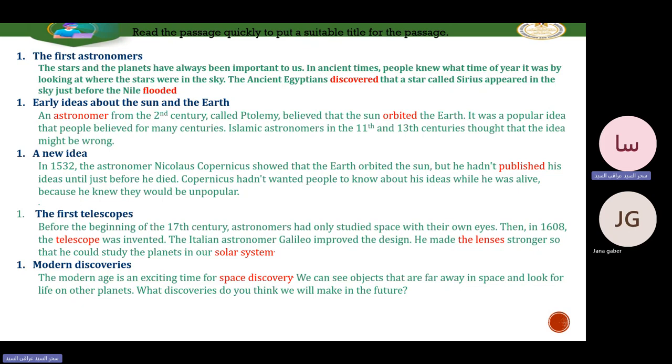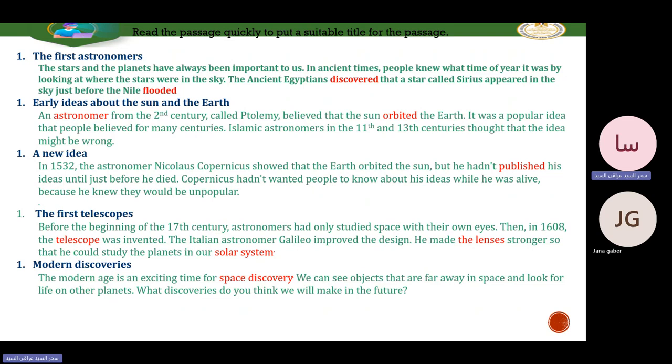Okay. In 1532, an astronomer, Nicholas Copernicus, showed that the Earth orbited the Sun, but he hadn't published his idea until just before he died. Copernicus hadn't wanted people to know about his ideas while he was alive because he knew they would be unpopular.